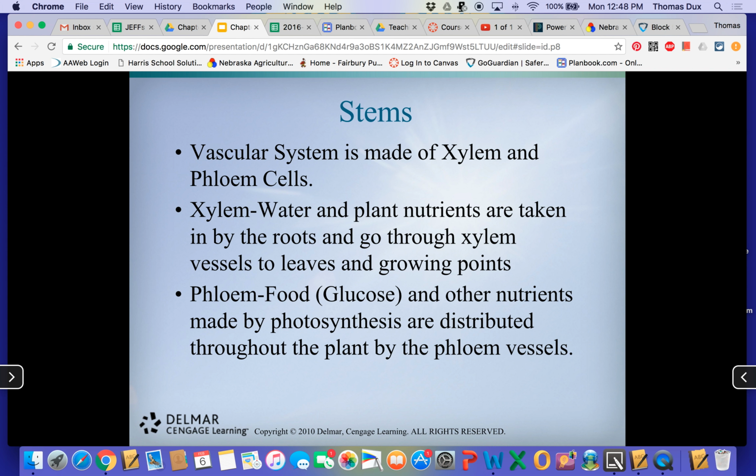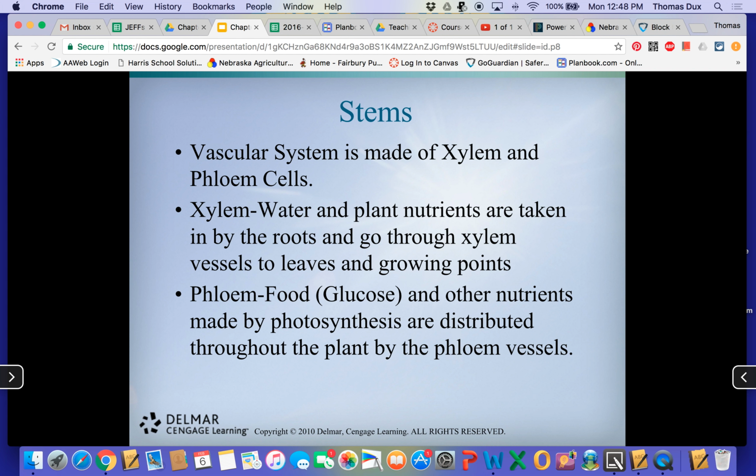Turn to a partner and tell them what xylem cells conduct. Go. Water and plant nutrients. Xylem cells conduct what? Water and other nutrients. Xylem is water; plant nutrients. Very good.